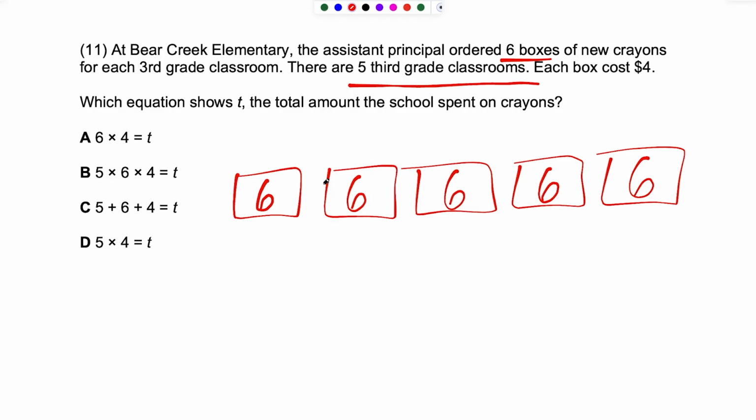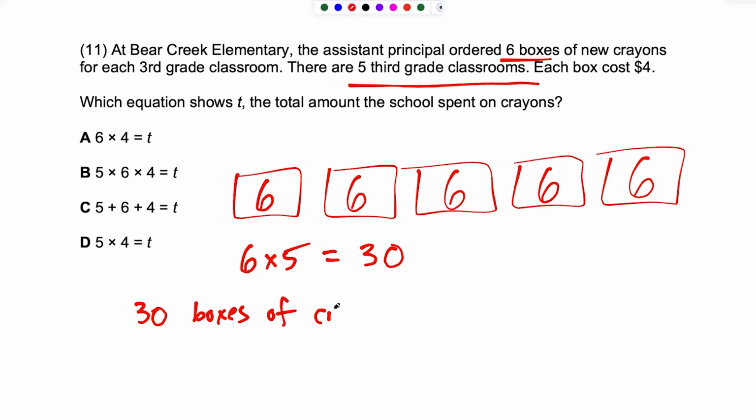Okay, so let's think about how many boxes of crayons this is. Well, if there are 5 classes and each one is getting 6 boxes of new crayons, then there's going to be 6 times 5, or 30 boxes of crayons that are ordered. So the assistant principal is going to get 30 boxes of crayons.